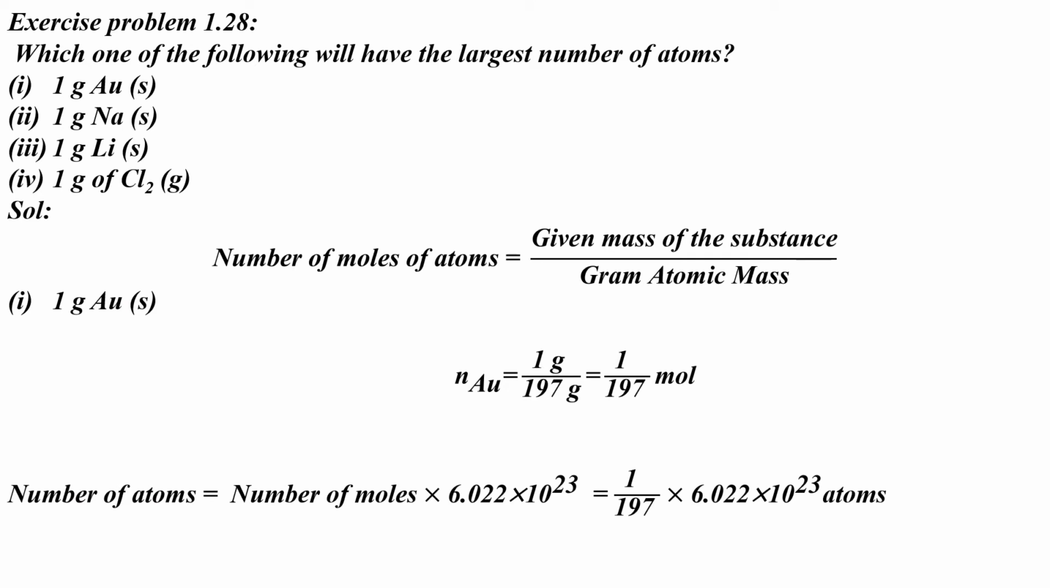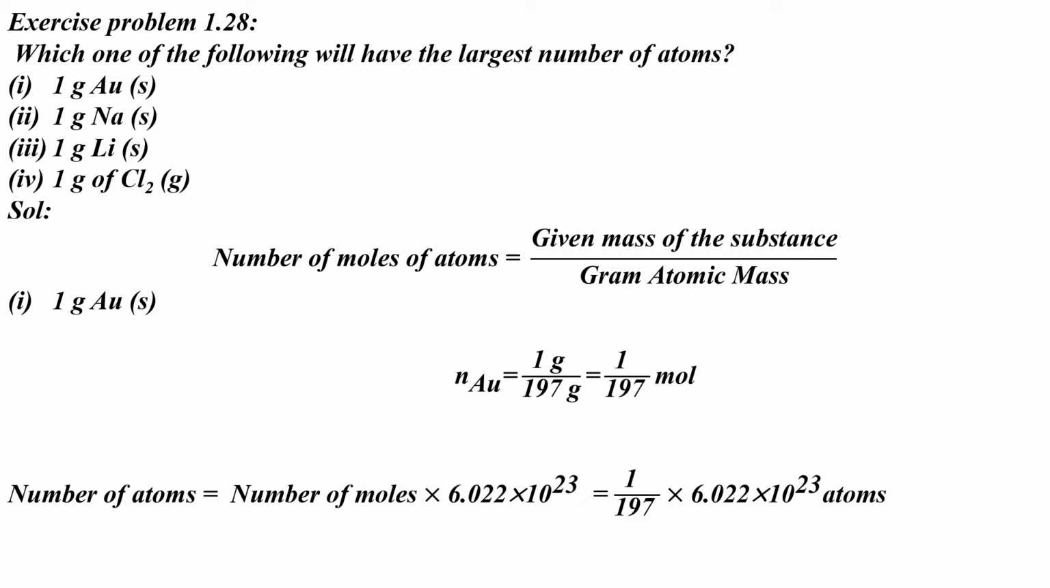Exercise problem 1.28. Which one of the following will have the largest number of atoms? 1 gram gold, 1 gram sodium, 1 gram lithium or 1 gram of chlorine. Note that in the first 3 cases, we are given the elements. In the fourth case, it is a molecule. It is not an atom but a molecule. Now, we need to find out the number of atoms present in 1 gram of gold, sodium, lithium and chlorine in order to do the comparison and find out the one with the largest number of atoms.